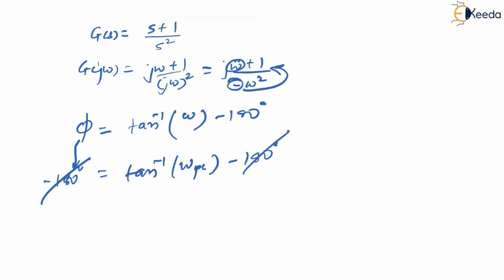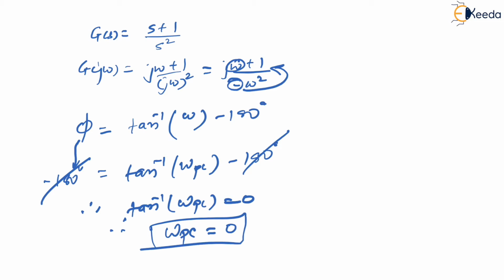So now minus 180 degrees minus 180 degrees will get cancelled. Is that correct? Yes. Now what do you get? Tan inverse of omega PC equal to 0. What is omega PC then? We know that tan inverse of 0 is 0. So omega PC becomes 0 radians per second.